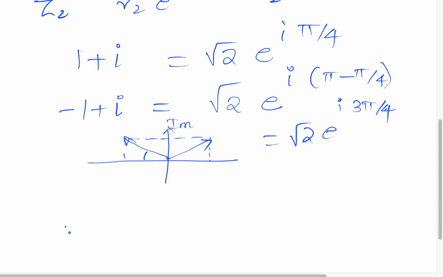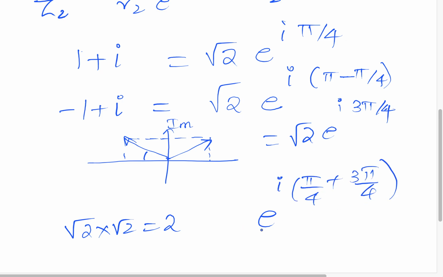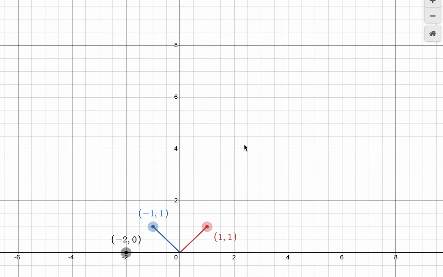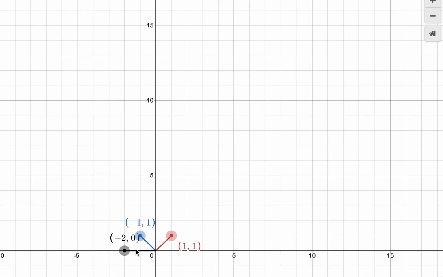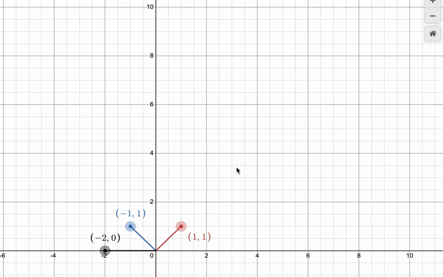And so the product will be root 2 times root 2, which is 2. So the modulus will be 2. And the argument will be the addition of the two individual arguments, which will be e raised to i pi, which means it's a real number on the negative real axis. Is that what is shown here? Absolutely yes. (-2, 0). So the modulus was 2 and the argument is pi. That means it will be minus 2, because cos of pi is minus 1, sine of pi is 0. So no imaginary part, only real part. So what we did is indeed correct. I am able to see that.